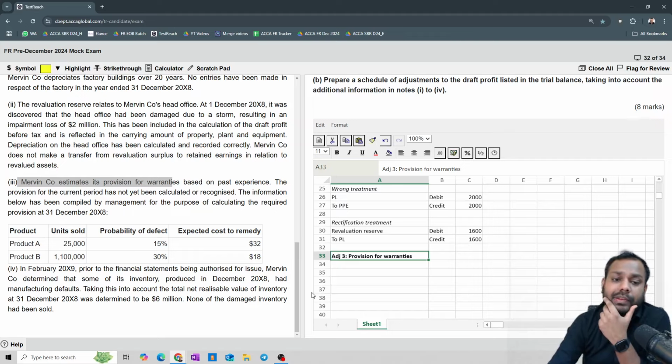Lucky is asking me, sir, is it okay to write short form in exams? Yes, it is okay, provided you write the abbreviation of it at least once.